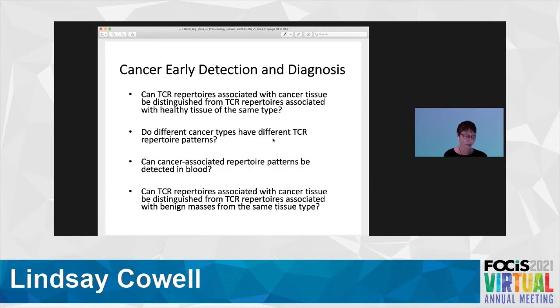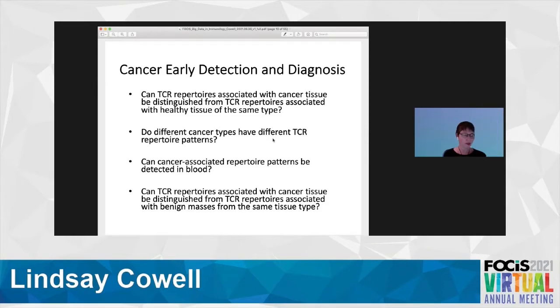There are other interesting and useful applications of identifying tumor-associated TCRs in the clinic, but I won't have time to talk about those today. So we hypothesized that detecting anti-tumor T-cell responses by leveraging the specificity of T-cell receptors might facilitate cancer detection and diagnosis. And so we set out to determine the feasibility of this hypothesis by asking a series of questions.